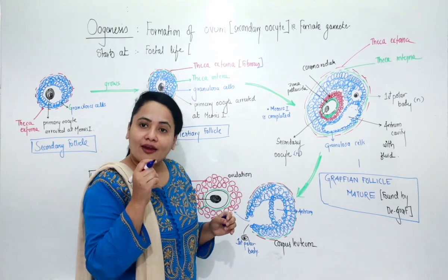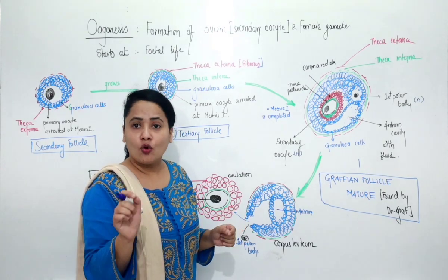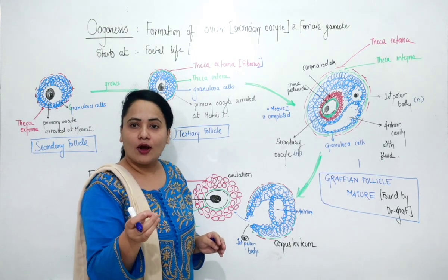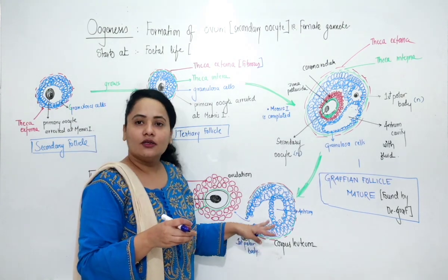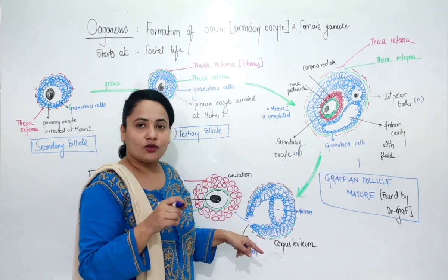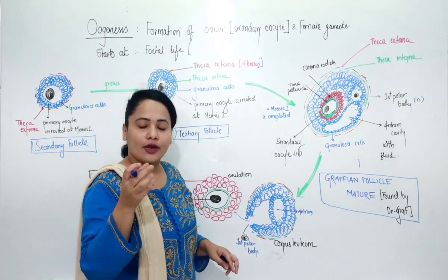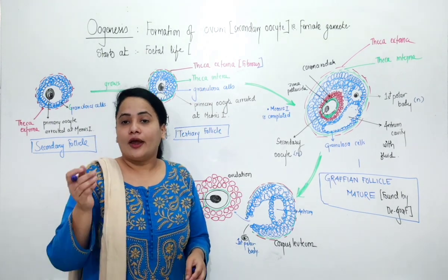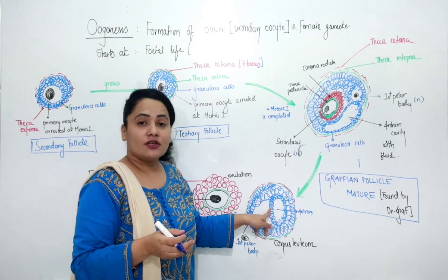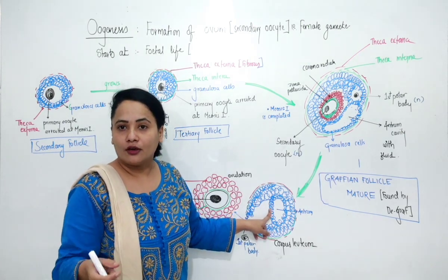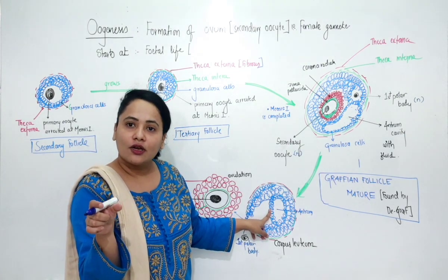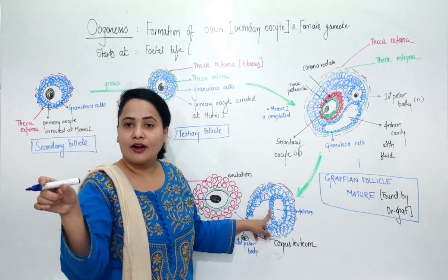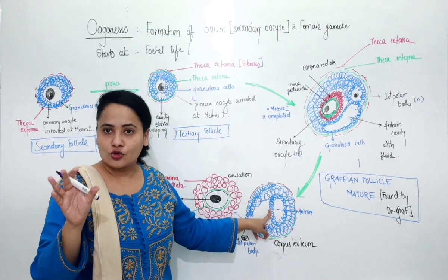And now at puberty, what happens? Ovulation occurs. So what is ovulation? Release of ova from the ovary. At which stage will the ova be released? The ovum, actually also called a secondary oocyte, is released from the stage called Graafian follicle. So at which stage does ovulation occur? It occurs at the Graafian follicle stage, which is known as a mature follicle.